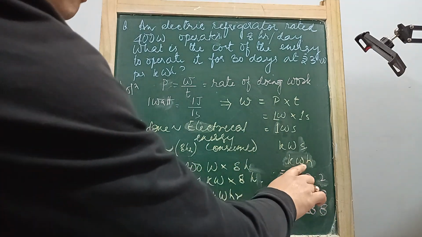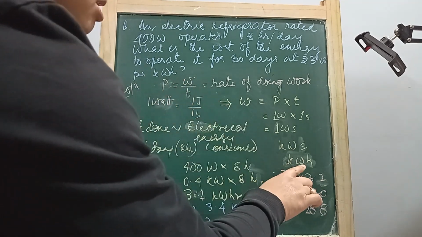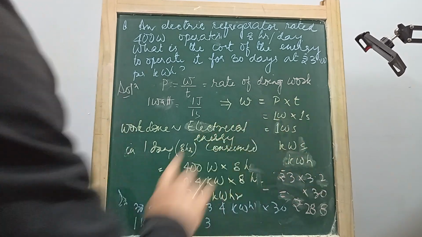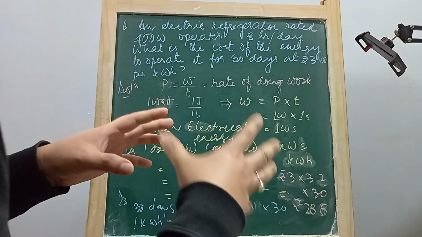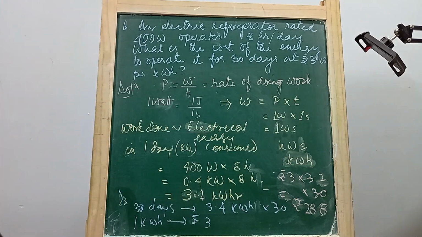I don't want you to confuse watt hour with watt, which is the unit of power. When it is watt hour or kilowatt hour, it's a unit of electrical energy consumed. That's what I want to clarify. Okay, if you have understood this, let's come to the question.